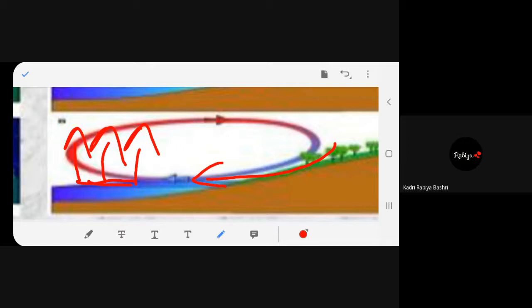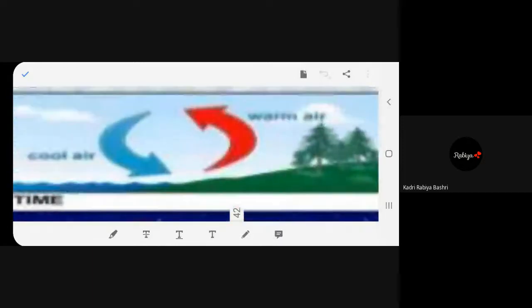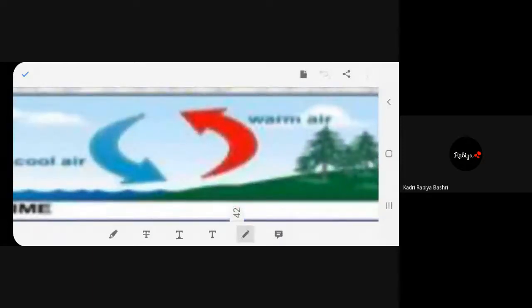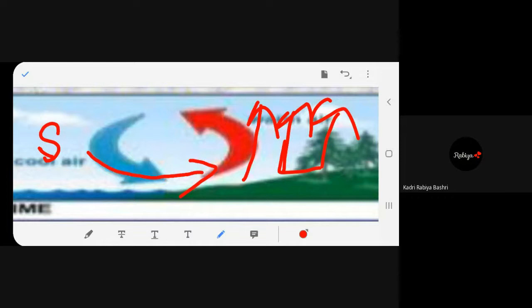Yes. Don't get confused. Again, I repeat, this is the easiest way I can show you. This is daytime. So this is land and this is sea. Right, beta? Daytime. This is land and this is sea. So warm air is rising up. This is what you should remember. Warm air rises up. So that means from the sea, it is coming to the land. So this is sea breeze. Is this clear?